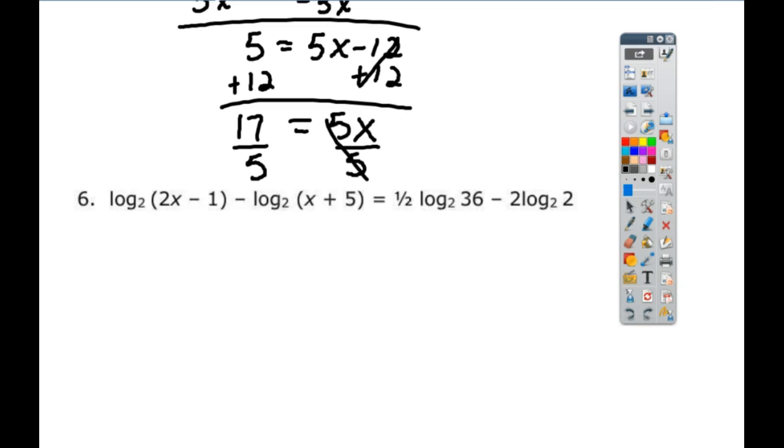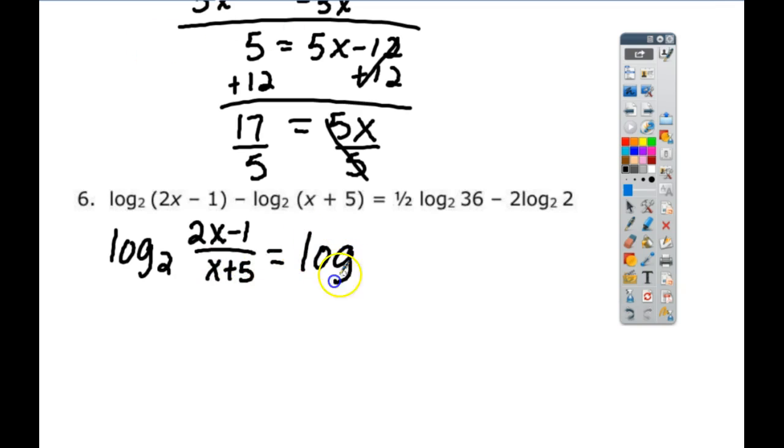Okay, last one. So is it condensed? No, because I don't have one log on each side. I have to have one log on each side. So I'm going to have log base 2. What does the subtraction mean? So I'm going to have 2x minus 1 over x plus 5 equals, and what do I do with the 1/2? It goes to the 36, so I get 36 to the 1/2, and then minus means divide, and where does the 2 go? So I get 2 to the 2nd.